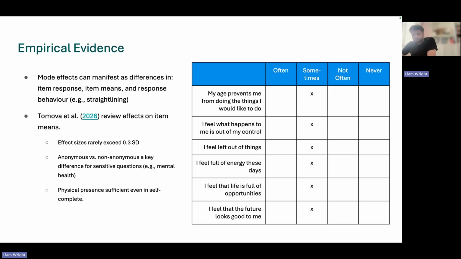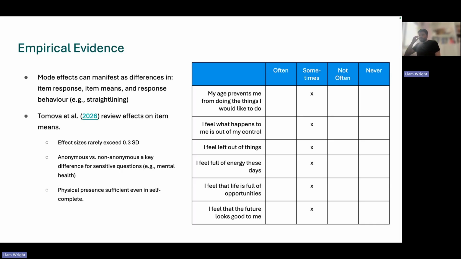So if you have an interviewer and it's a particularly sensitive question, you might say that you have better mental health than is actually the case, whereas you might answer more accurately in a web mode. And finally, there's more aggregate phenomena too, where you can see something over multiple items, so something like straight lining.